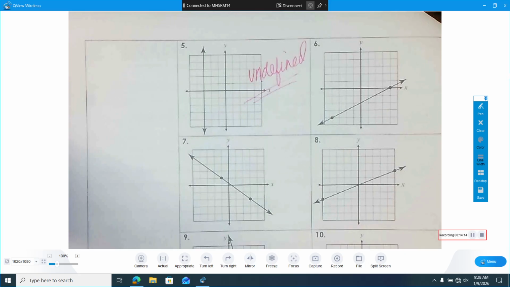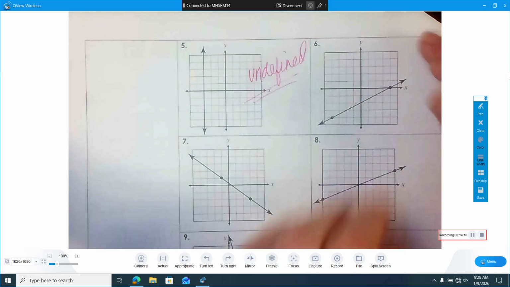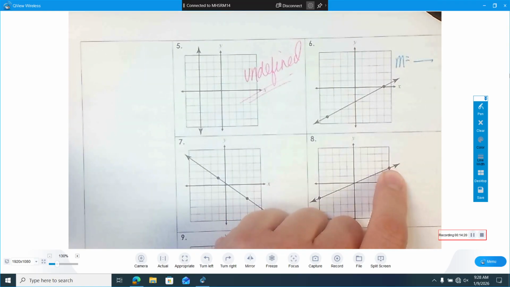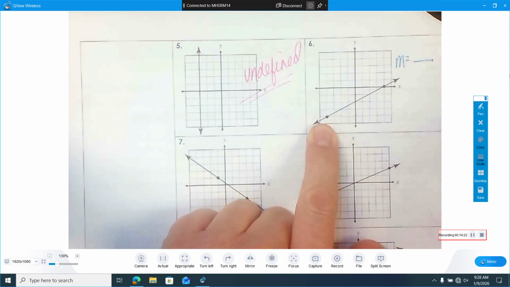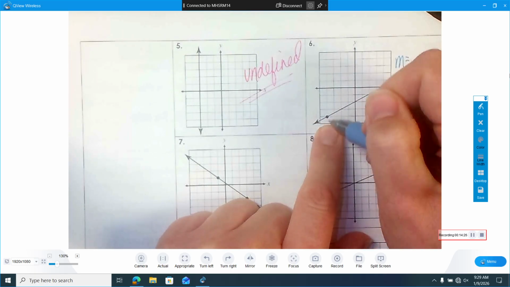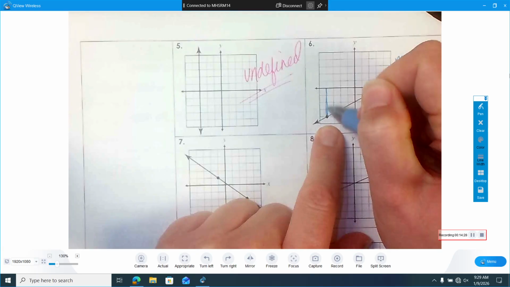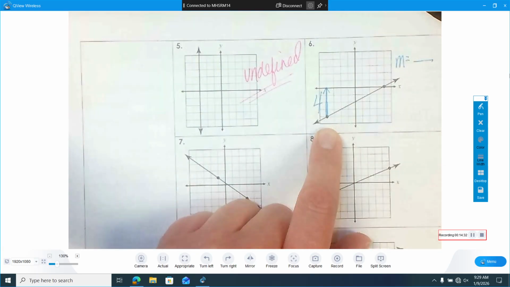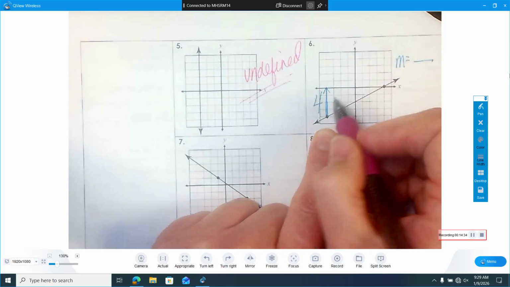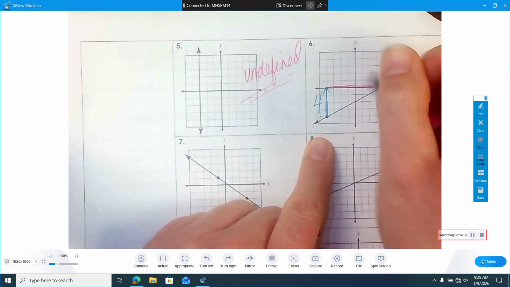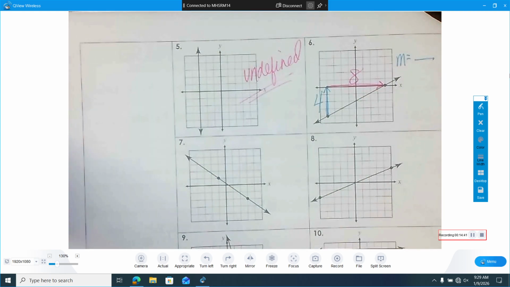All right, so number 6, we want to find the slope. So I have a nice little fraction. I need to find rise over run. So I'm going to start on the left point, the leftmost point, and I got to go up or down? Up to find my rise there. My rise is 1, 2, 3, 4. And what's my run? 8? I think so.